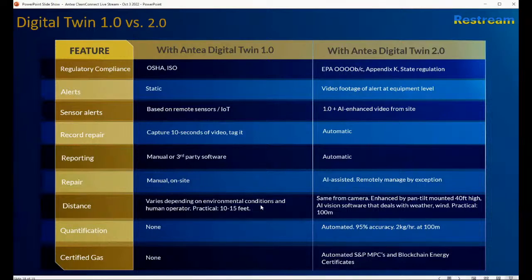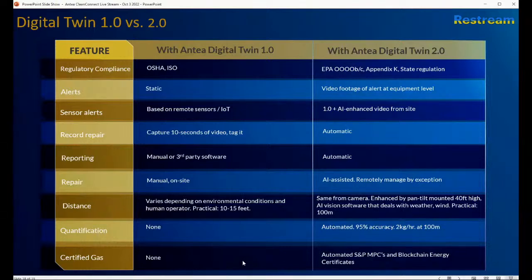One of the things we've been able to achieve versus manual LDAR is seeing much further, because the camera's higher up. It's on a very industrial grade pan tilt. We automatically dial in the image to get the highest quality. And so we've been able to see 95% accuracy, 2 kilograms per hour, to 100 meters.